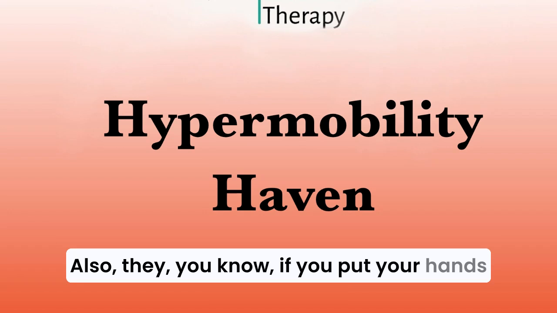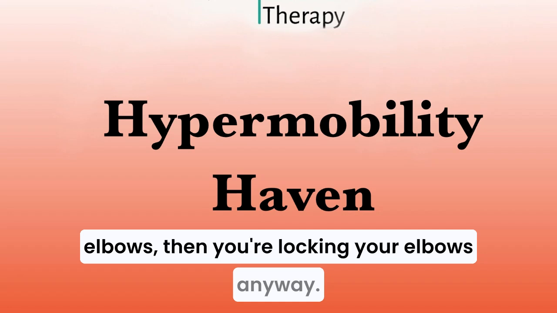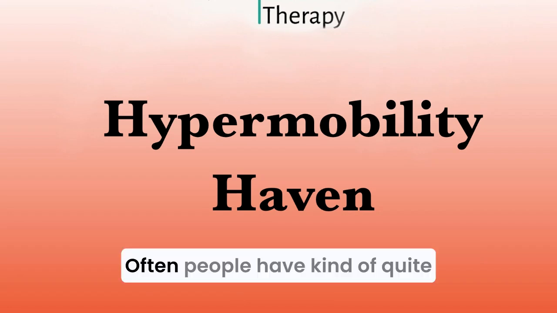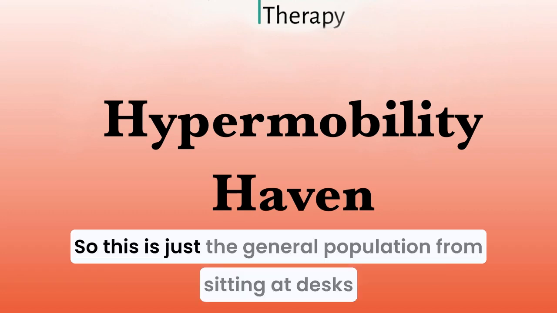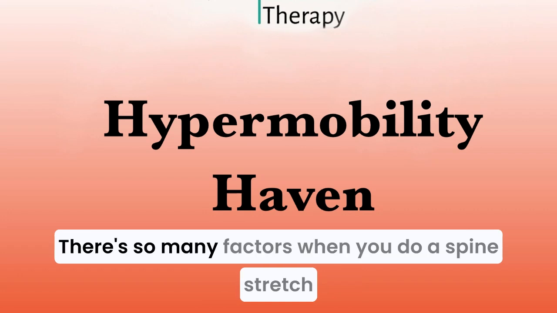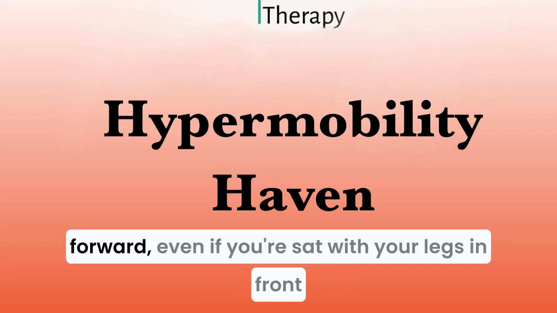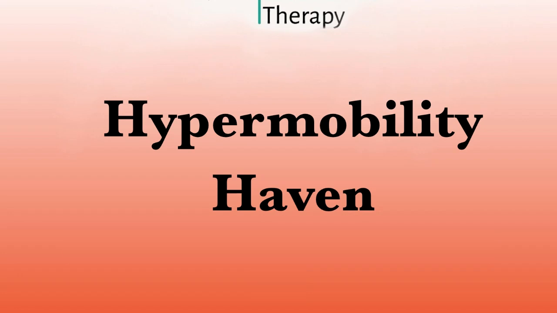Also, if you put your hands on the floor and let's say you've got hypermobile elbows, then you're locking your elbows anyway. Often people have quite poor upper back posture as well. This is just the general population from sitting at desks and stuff, so they tend to hunch forward. Again, there are so many factors when you do a spine stretch forward, even if you're sat with your legs in front of you and you ask someone to touch their toes.